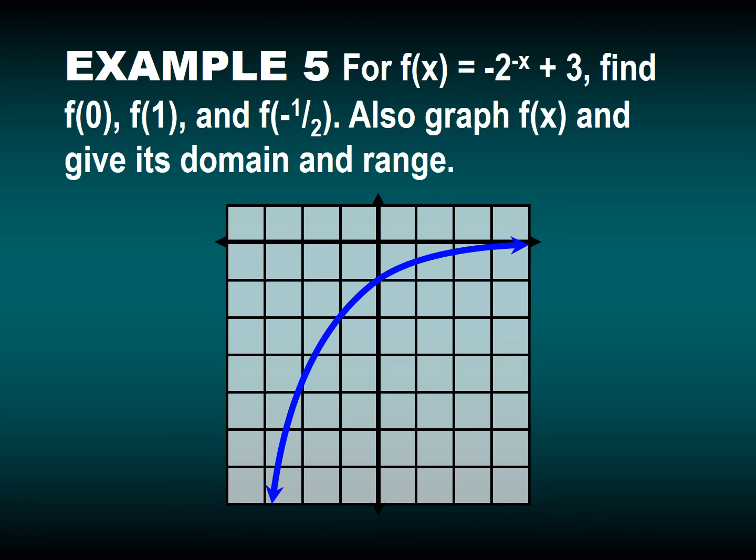If we put a negative here, look what it did to our graph. It flipped our graph. And now that our graph is flipped, that is going to change our range. Our domain is still all real numbers. However, now our range are all the numbers that are less than 0.